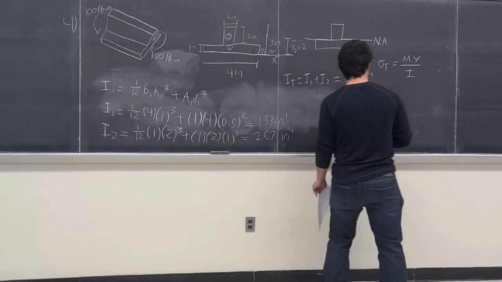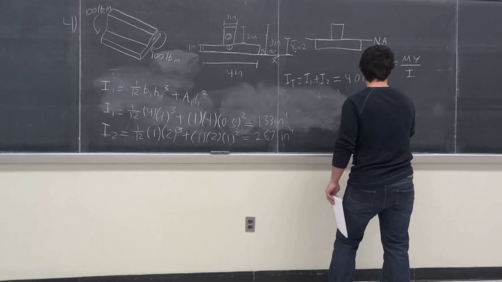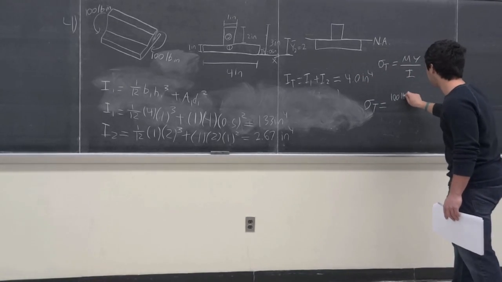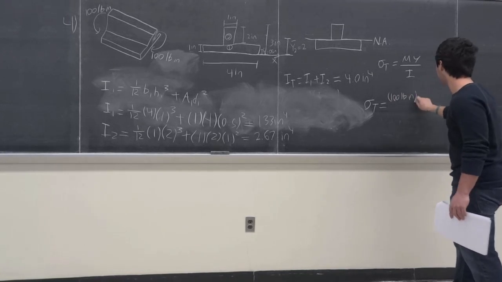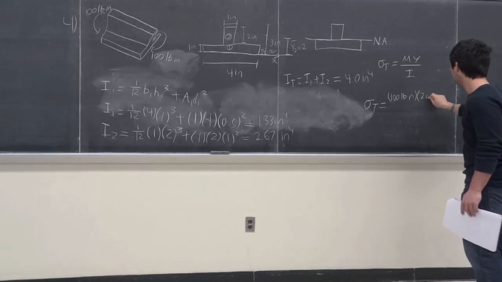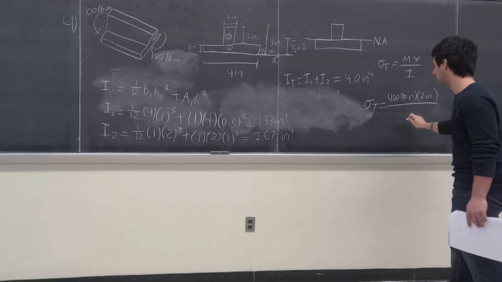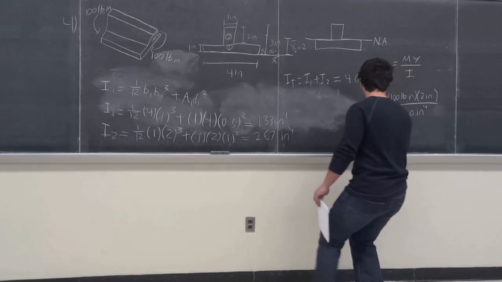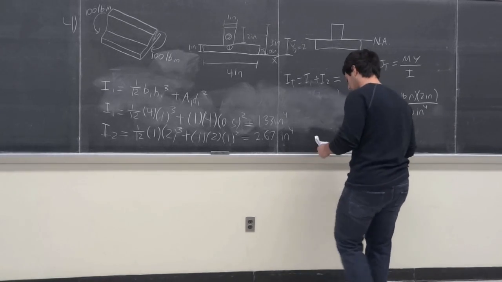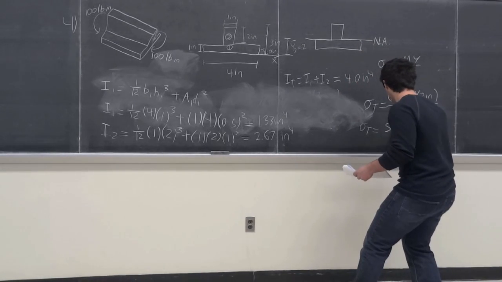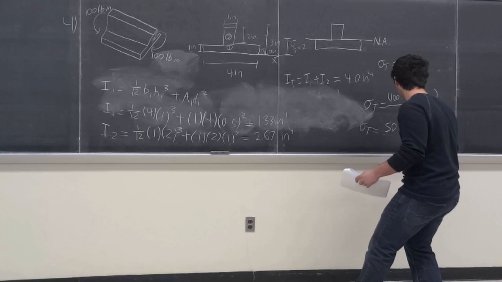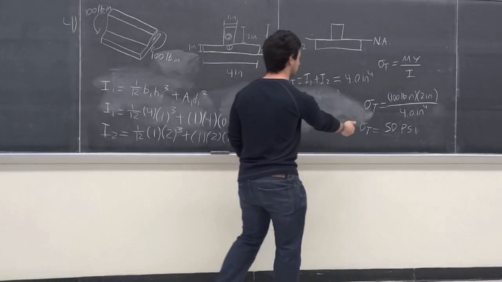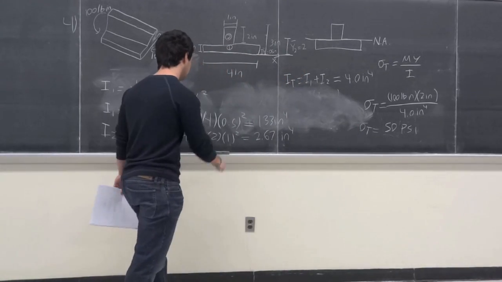So sigma t is equal to, the moment is just 100, it's given in the problem, 100 pounds times an inch, multiplied by y, which is 2 inches, all over the total moment of inertia, which is 4.0 inches to the 4th. So sigma t is equal to 50 psi. They're asking for the maximum stress, but we don't know if this is maximum yet. Let's find the compressional stress.